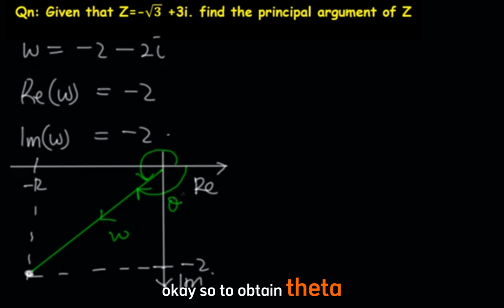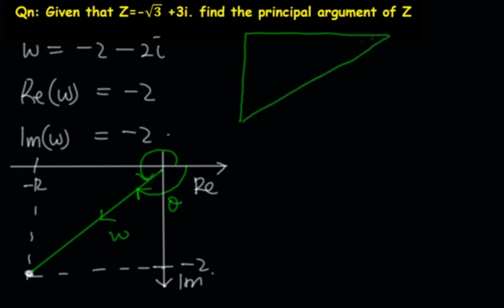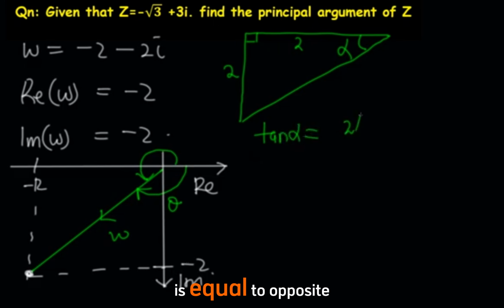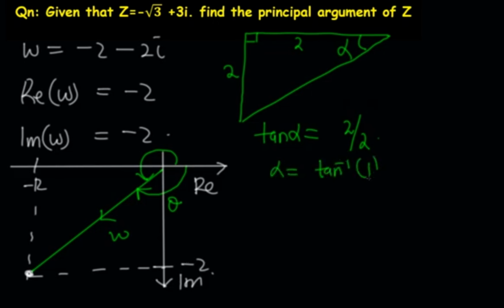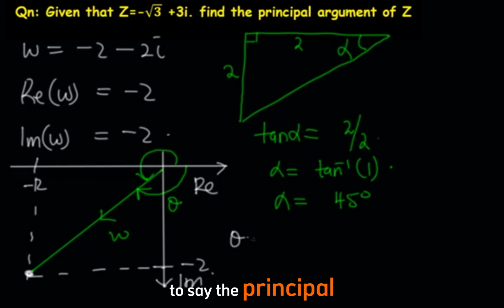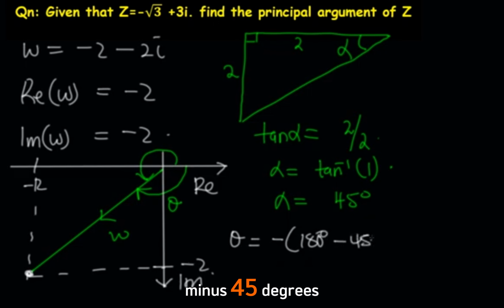So to obtain theta, we extract out this right angled triangle. So we say that this is alpha, and now this is a 2, this is a 2. So we are going to say tan of alpha is equal to opposite out of the adjacent. So alpha is equal to tan inverse of 1, where alpha is equal to 45 degrees. But alpha is not our principal argument. So we are going to say the principal argument is equal to negative of 180 degrees minus 45 degrees.